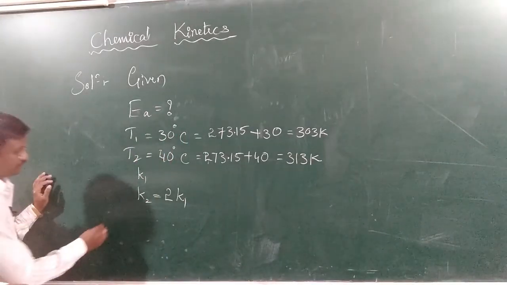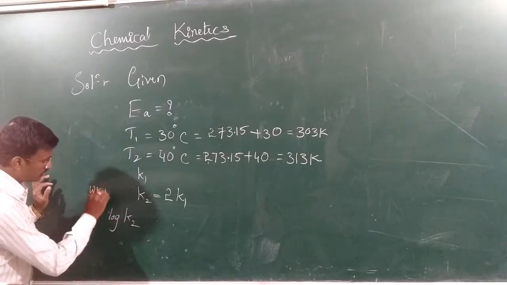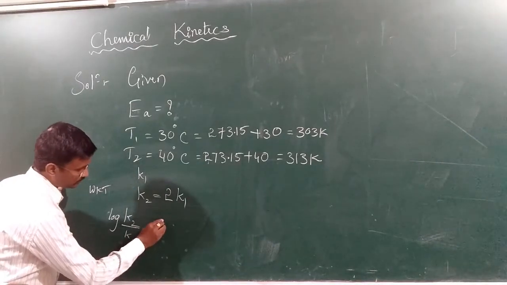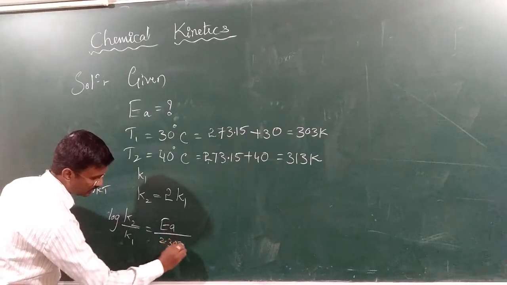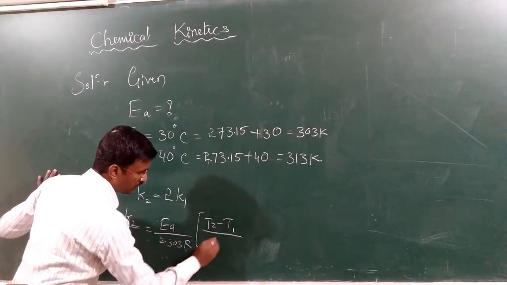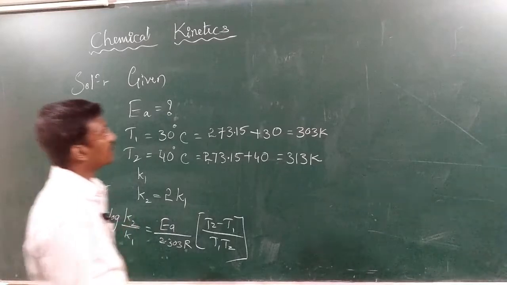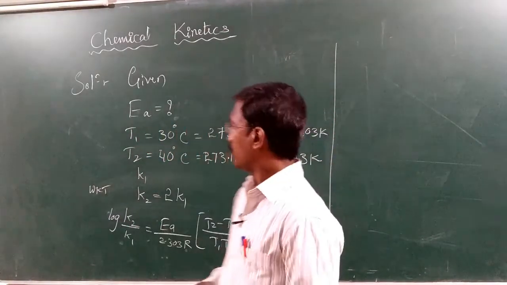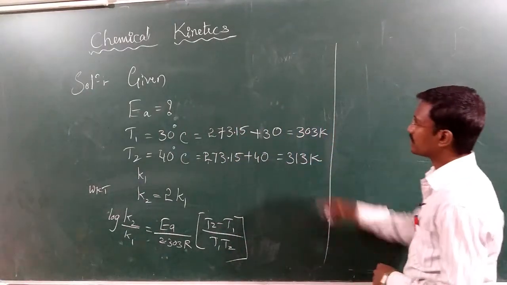Same problem: log K2 by K1 is equal to Ea upon 2.303 R into T2 minus T1 divided by T1 into T2. So just substitute the given data here. After writing the given data, you have to write the formula, and to that formula we substitute the given data.